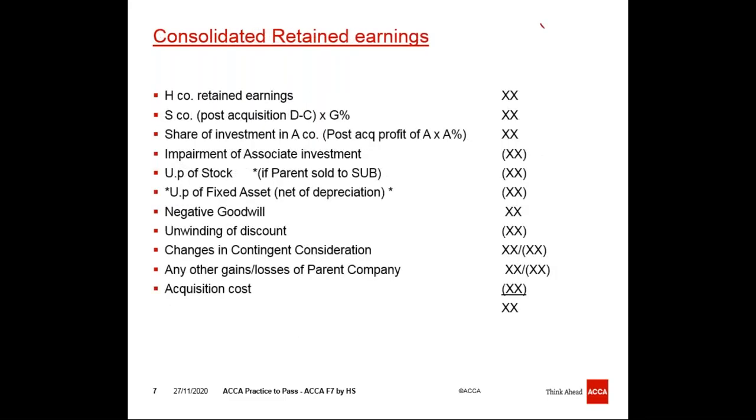Okay, sorry. Then the changes in the contingent consideration, as we have discussed previously, should be recognized as an income or expense. Any gains or losses of a parent company related to the other investments under IFRS 9, if they are measured at fair value through P&L, its gains or losses will be reported here. Acquisition related costs must be charged as an expense. So if you remember this slide, your retained earnings will be 100% correct.